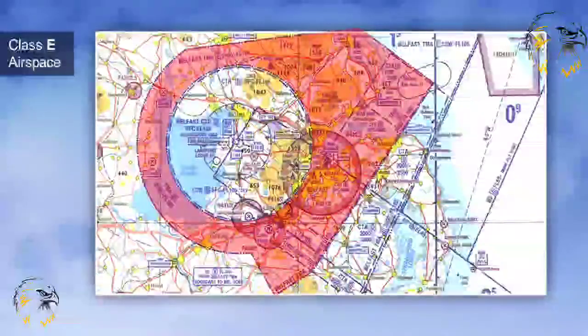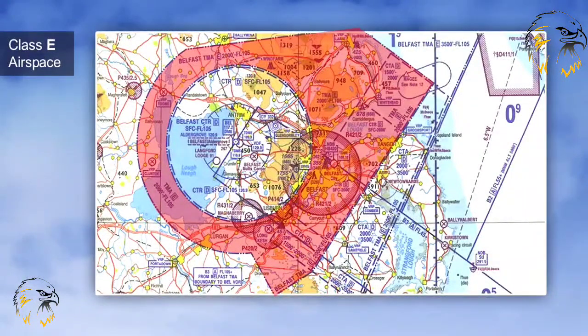Class E, IFR and VFR flights are permitted. IFR flight is subject to ATC and is separated from other IFR flights. All flights receive traffic information as far as practicable. Class E airspace is not used for CTRs.